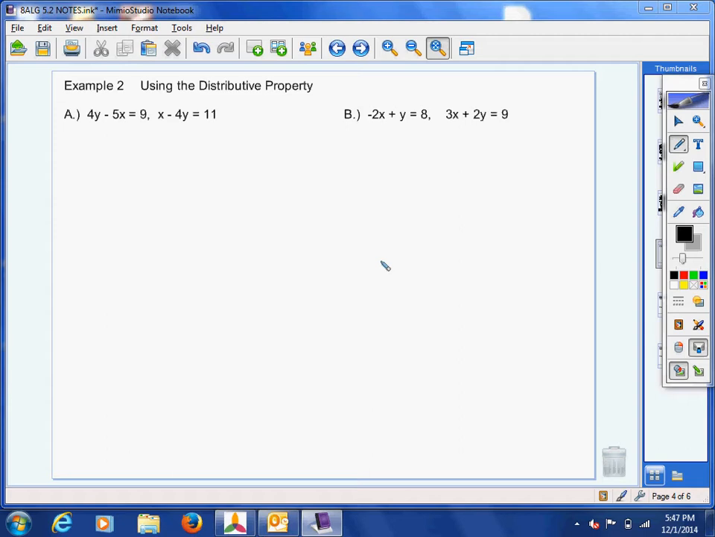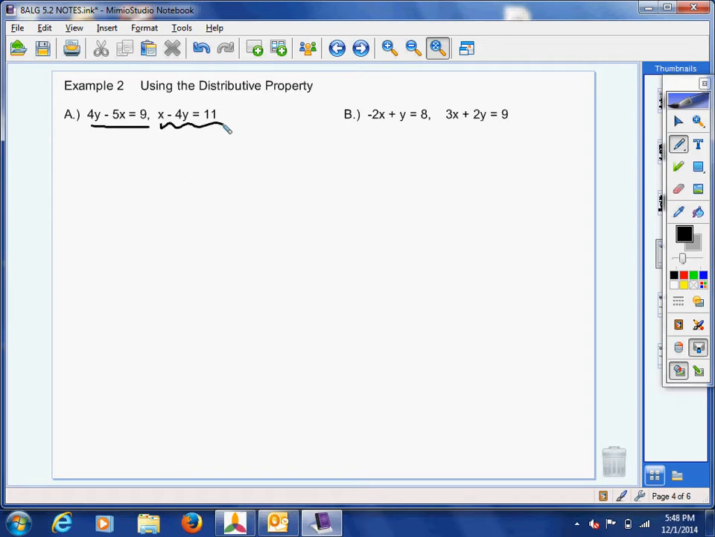And I like example 1 a bunch. I use it very frequently, and in certain situations, substitution is really the best option. And I want to show you another way to do it. Notice again, we have our system here. We have 4y minus 5x is equal to 9, and we have x minus 4y equals 11.